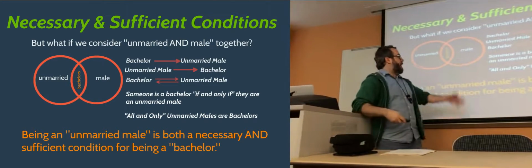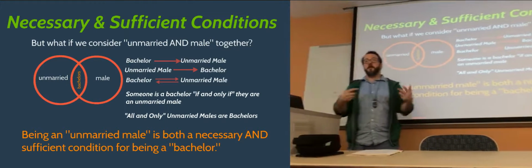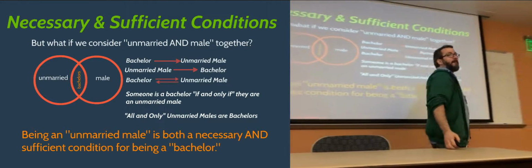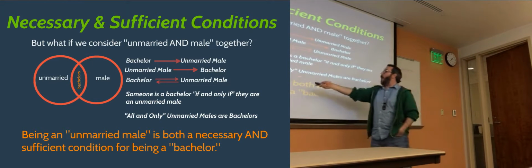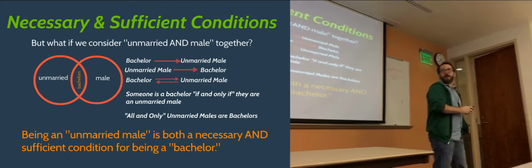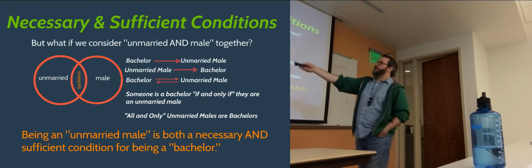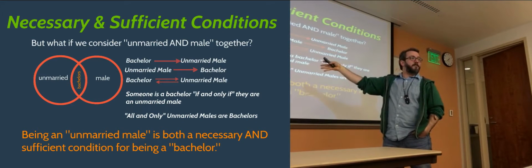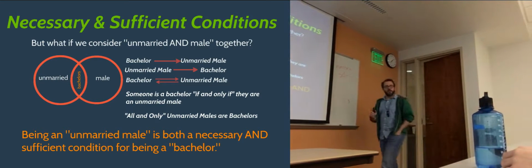One way we might say this is to combine the two statements: if you're a bachelor, you're an unmarried male, and if you're an unmarried male, you're a bachelor. Another way we could say it is if and only if. Somebody is a bachelor if and only if they are an unmarried male. This is another way of signifying it going both ways. I could say all and only unmarried males are bachelors. And the way I would represent this in my Venn diagram is I have all the unmarried people, all the male people, and where they intersect, those are the bachelors. And that would give us both necessary and sufficient conditions for being a bachelor.